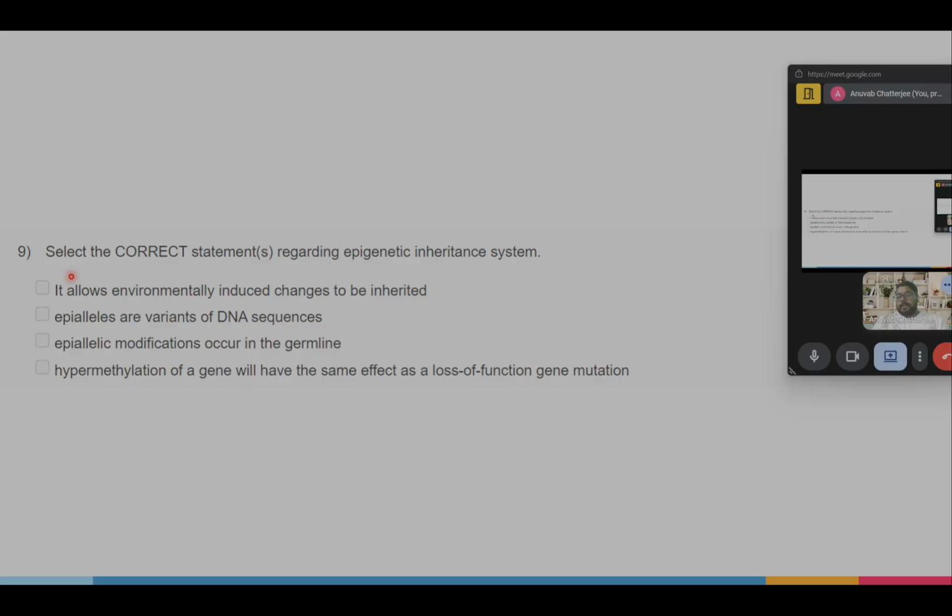Next, select the correct statements regarding epigenetic inheritance systems. The options are: it allows environmentally induced changes to be inherited, epialleles are variants of DNA sequences, epiallelic modifications occur in the germline, hypermethylation of a gene will have the same effect as loss of function gene mutation. So I will give a moment to try and figure this one out.